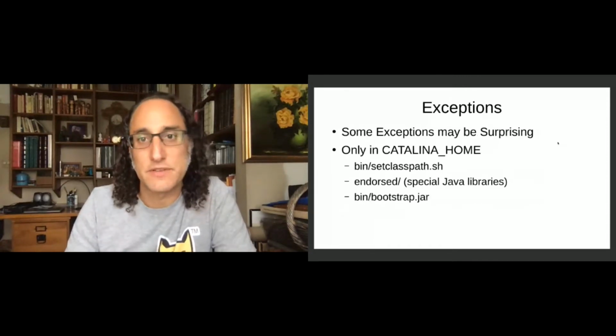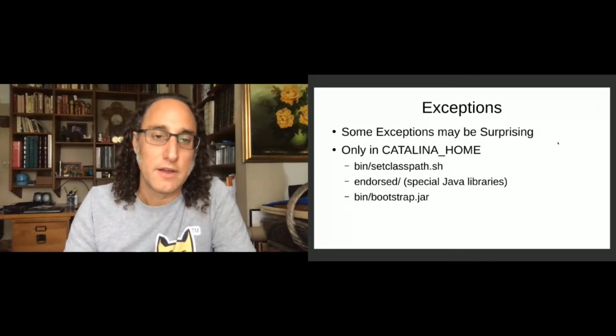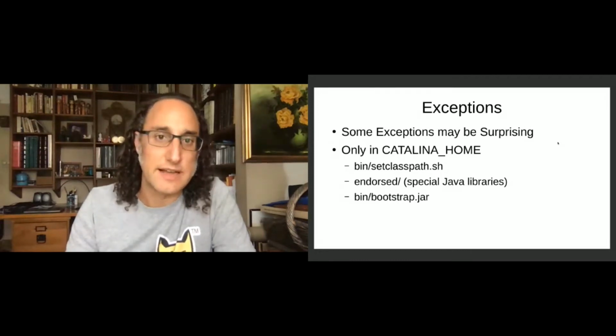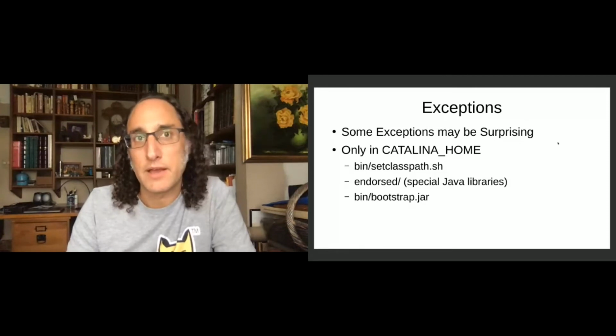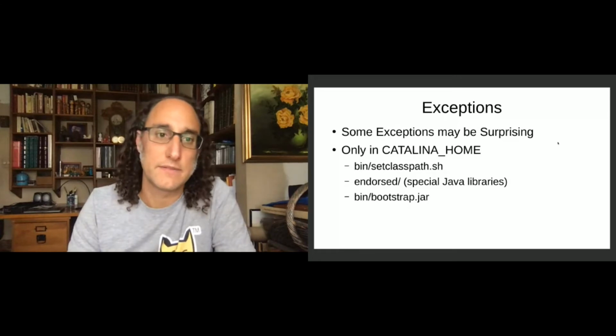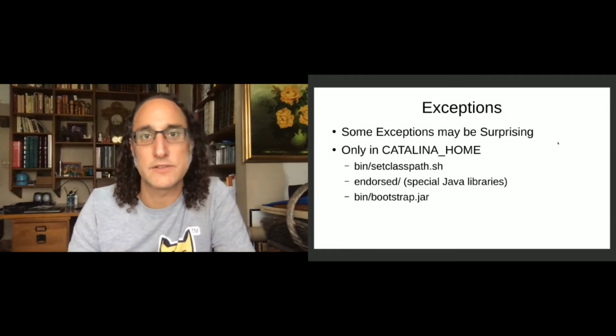Some of these exceptions might be a little bit surprising to folks who haven't tried to do this before. The first one is a set class path script, which amusingly enough doesn't set the class path. That file, if you create it in Catalina base, will be completely ignored. And there's a couple of reasons for that. The primary reason is you shouldn't be modifying that file. If you would like to set some custom parameters for Tomcat launch, you should be setting that in the set env script and not the set class path script.